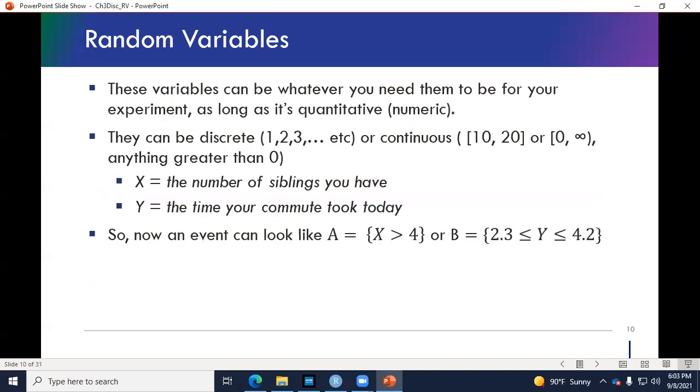A random variable can be quantitative, numerical, and it can be discrete or continuous. A discrete example would be the number of siblings you have. Each of you knows the number of siblings you have, but before I know any of you, it's a random variable. But if I ask one of you how many siblings you have, you tell me how many, and that's a realization for one student.